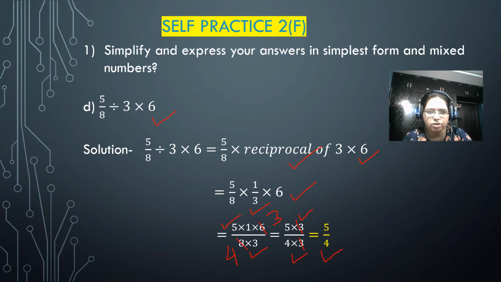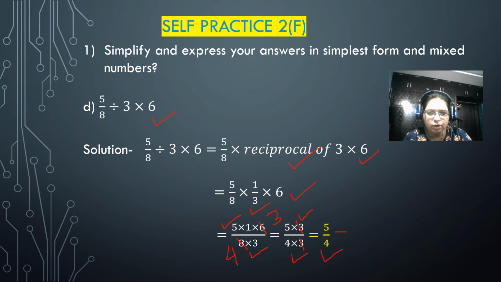Now we convert this improper fraction into mixed fraction. As in the question, we have to express the answer in simplest form and mixed numbers. So 5 divided by 4 is an improper fraction. So we have to convert this improper fraction into mixed fraction. Just divide the divisor, this 4, with the dividend 5.